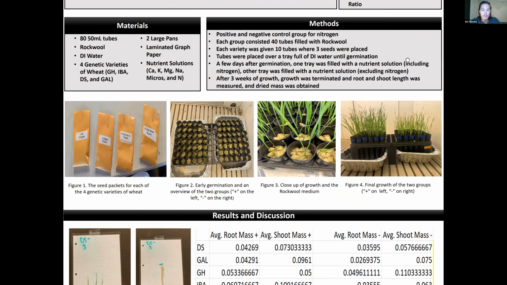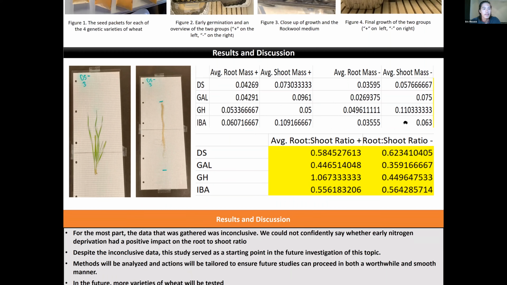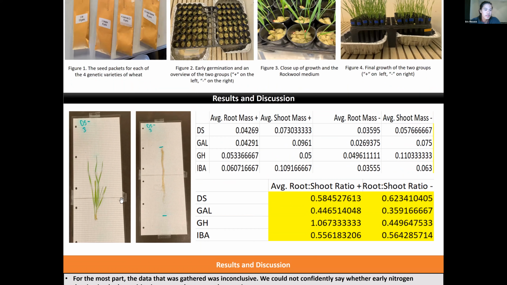Moving on to the results and discussion section. On the left, you can see the graph paper that we used to measure the shoot and root length. Each square on the graph paper is approximately 1 centimeter tall, so you can count those to measure how high they were. This was really a secondary measurement. The primary measurement we used was the masses, to find the root to shoot ratio. We took the average root mass for both the positive and negative, and divided it out to get the root to shoot ratio. I highlighted it in yellow for you to see.